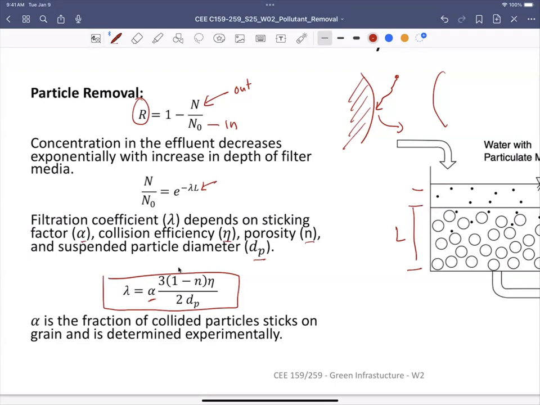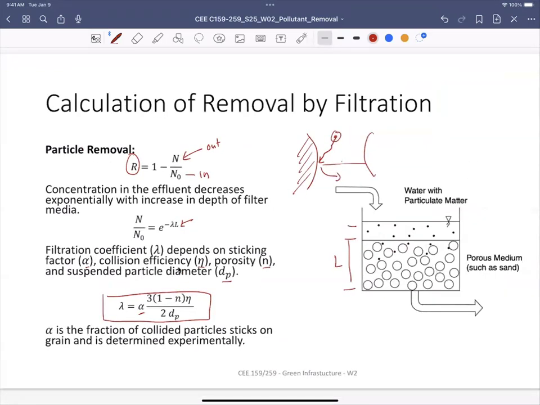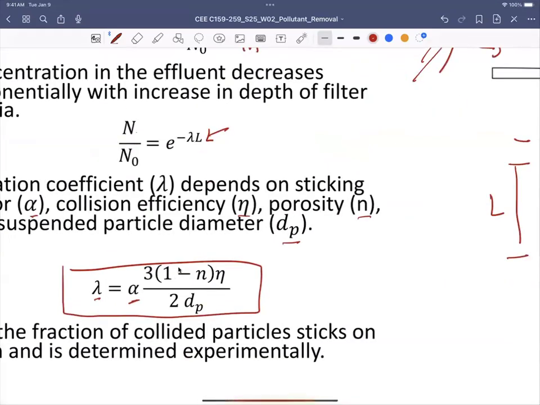It depends on the porosity of the media, because this porosity is basically determined by this gap. If the gap is small, then you are more likely to have collisions and interactions. So that's why it depends on porosity. And it also depends on suspended particle diameter, because the larger the diameter, the more likely they will interact or intersect. So if you know all these factors, you can calculate lambda and you can predict how much particles is going to be removed.